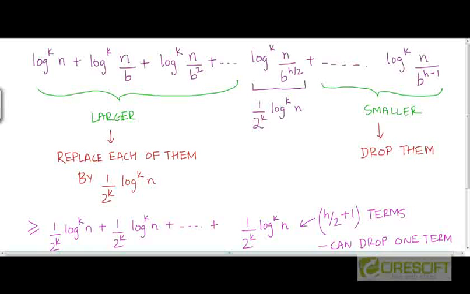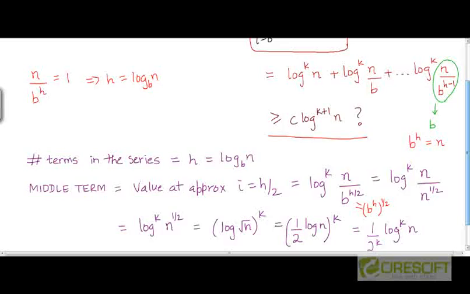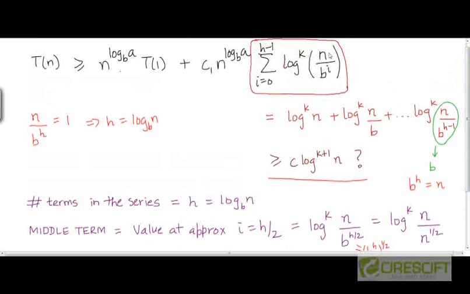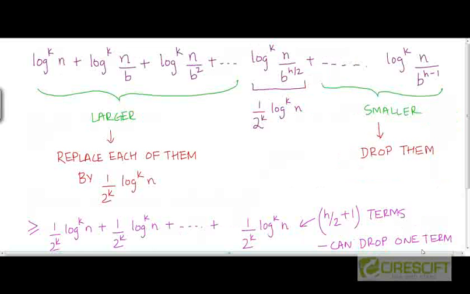Now remember that we are trying to somehow prove that this series is greater than or equal to some constant multiple of log to the power k plus 1 of n. We're trying to prove that this series is greater than or equal to some constant times log to the power k plus 1 of n. And we already have this log to the power k of n appearing in the middle term.